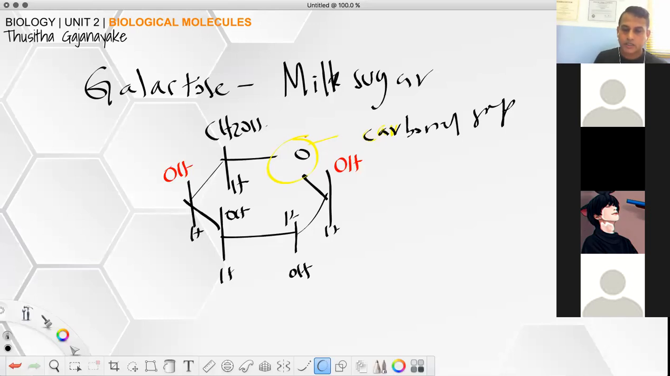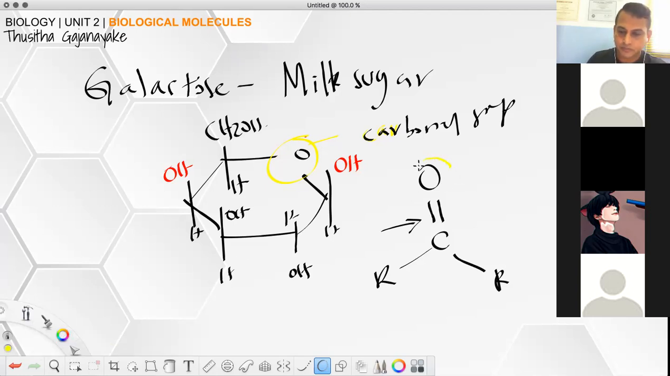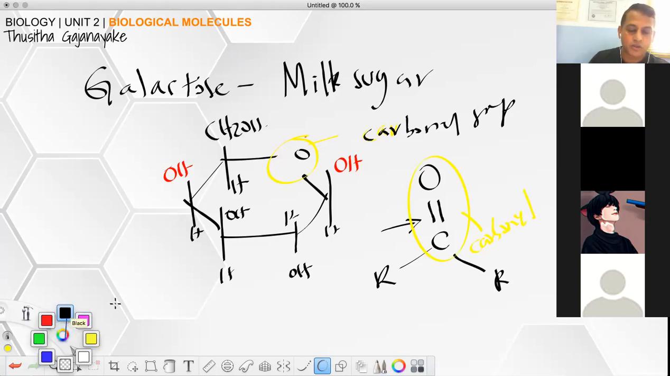Okay, so the carbonyl group is a C bonded with O like this. So this is considered a carbonyl group. Carboxylic group and carbonyl group are different groups, different arrangements of carbon and oxygen. So this is the carbonyl group. This is called the carbonyl group.